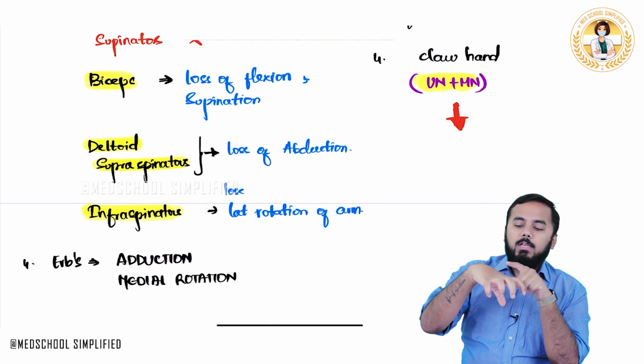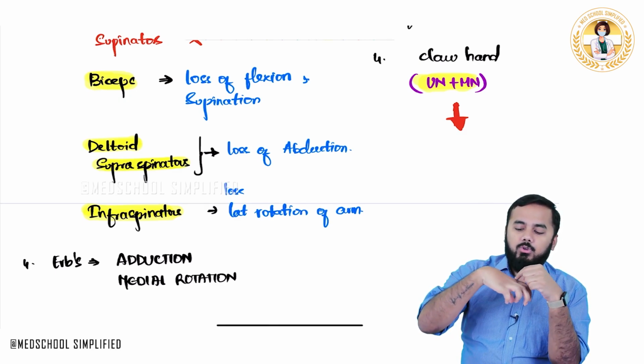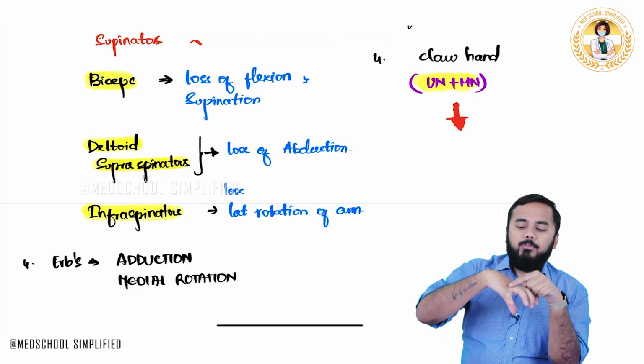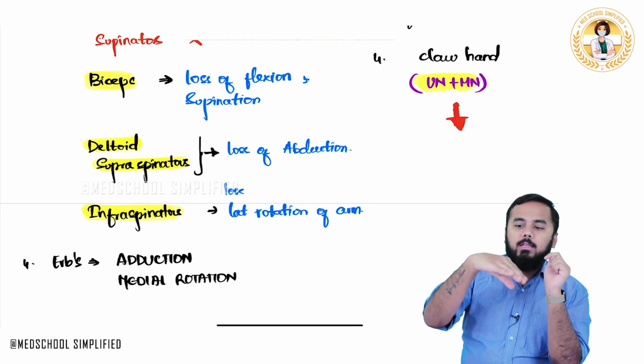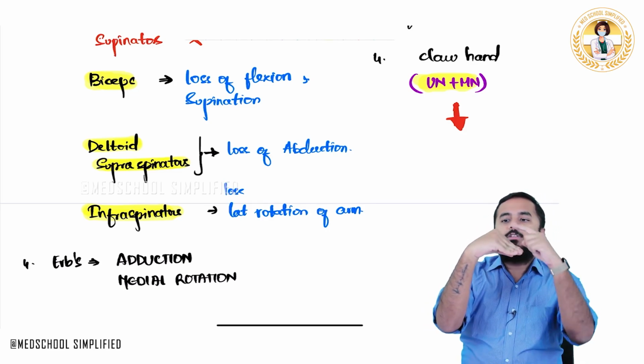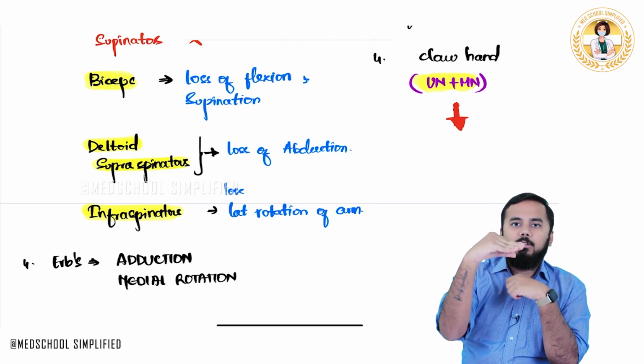This is metacarpals, these are phalanges here. So this joint is called an MCP joint or metacarpophalangeal joint, right? Now the metacarpophalangeal joints are extended. This is called flexion of metacarpophalangeal joints. This is called extension of metacarpophalangeal joints.